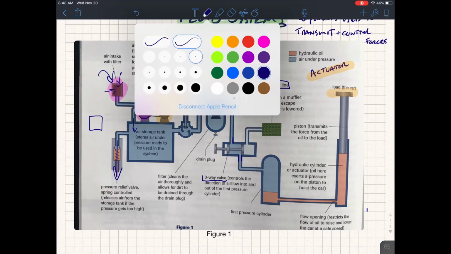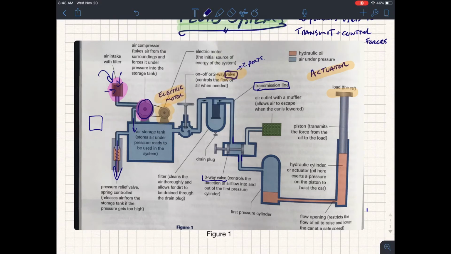If we take a look at this valve, it's got three ports and two possible positions as well. I guess you could say three positions. We can close off the entire system if we wanted to, so that air doesn't flow either way. So this is a three-position, three-port valve.